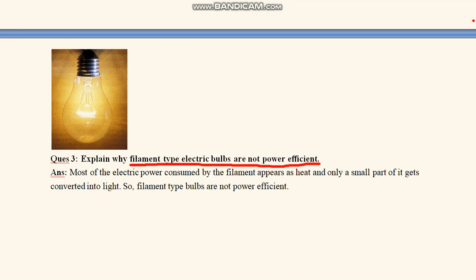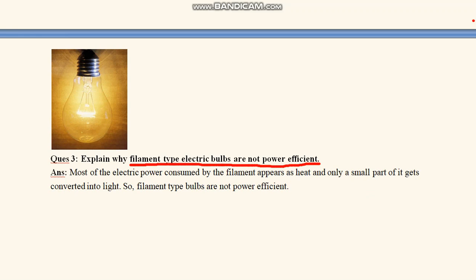Now the third question is why filament type bulbs are not power efficient. Students, you must have noted these filament type bulbs shown on the screen, they are no more in use these days. We hardly use them. So what is the reason for that?